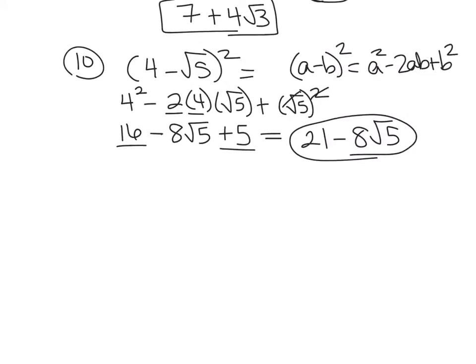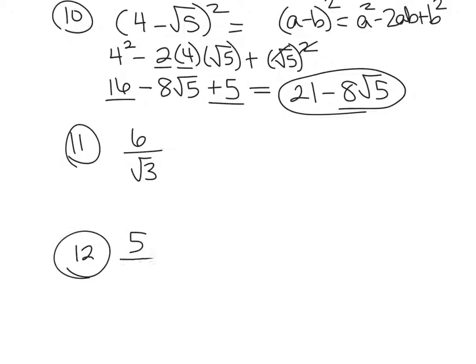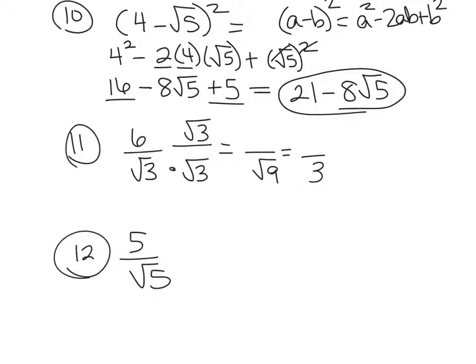All right, number 11. Let's do a different type of problem. Number 11, we have 6 over the square root of 3. And 12 will be similar. We will have 5 over the square root of 5. So the rule is you're not allowed to have a square root in the denominator. So to get rid of it, you multiply it by that same square root, because the square root of 3 times the square root of 3 gives you the square root of 3 times 3, which is 9, and really that's just 3, okay?